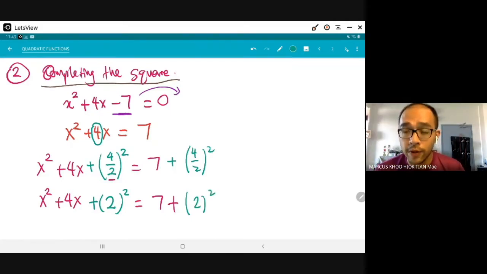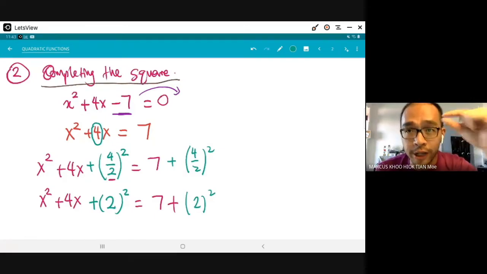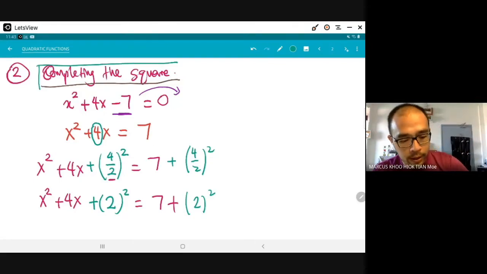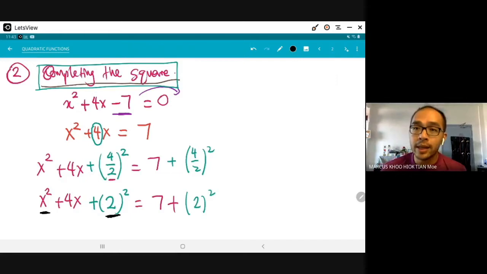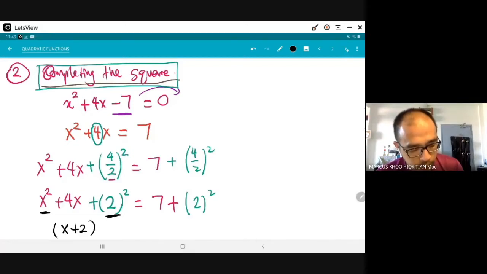Okay, so far can? 4 divided by 2 is 2 lah. Okay, alright. Now this is where the trick happens. Ini yang di mana yang kita panggil completing the square. Okay, so what happens is, oleh sebab yang ini adalah x squared dan ini adalah 2 squared, kita boleh gabungkan. Okay, we can combine them together and call it x plus 2. The whole thing akan jadi square.